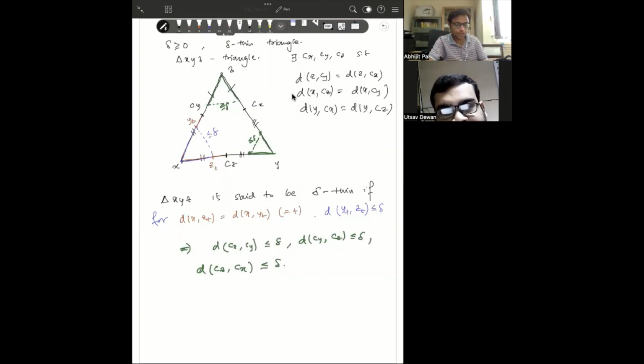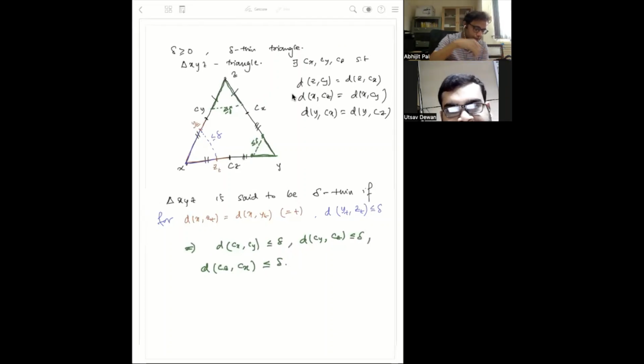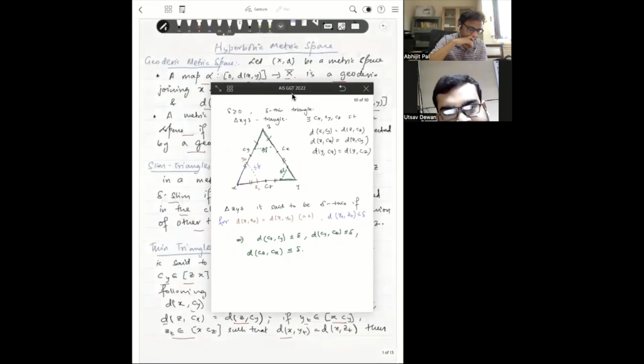Again, you can check that the triangles in trees are zero thin. Okay, so I'll stop here. Maybe it's a good idea to prove the slimness and thinness of triangles of the Poincare disk in the next class.